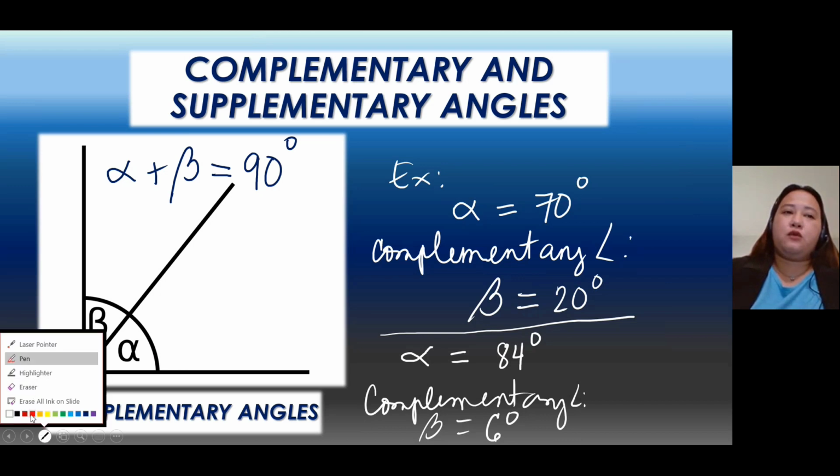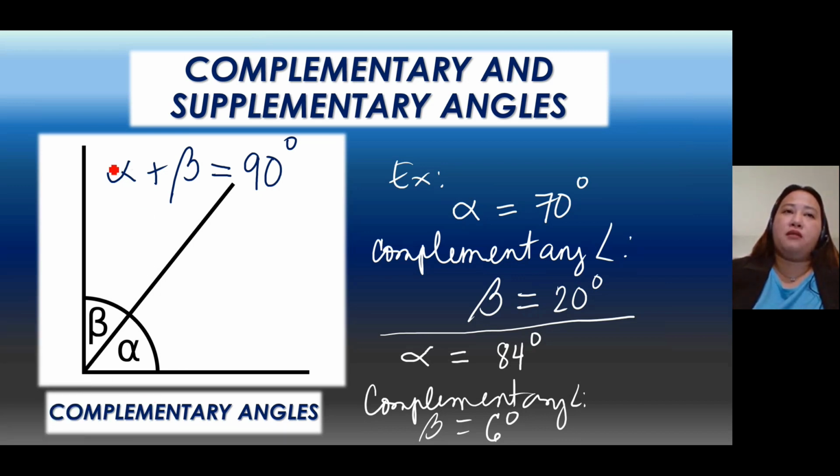Class, just remember, for complementary, we do have a description. Always remember that both should be positive angles. What do we mean by it? It means that if one angle is negative, therefore it won't have a complement. Therefore, you're going to answer none.